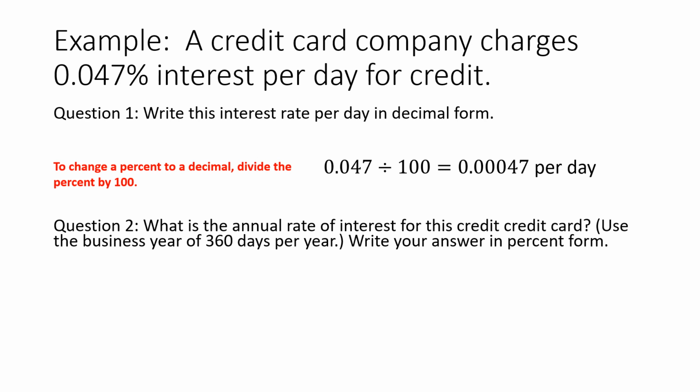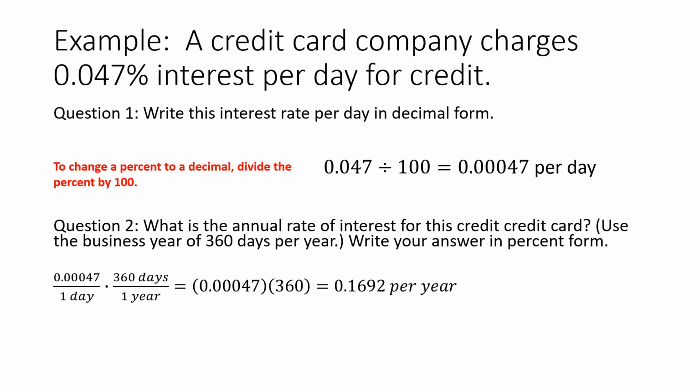So that's for the whole year for this credit card, and we're going to use the business year of 360 days per year. I realize that that is not the exact number of days in a year. Write your answer in percent form. So what we're going to do is take that decimal that we got, and we're going to set up kind of like a ratio with fractions and use our conversion of 360 days per year to get our decimal. So since I want my days to cancel, I'm going to put 360 days on top of my second fraction, and then 1 year is going to go on the bottom. The unit of days is going to cancel out, and then I'm just going to be multiplying those two fractions.